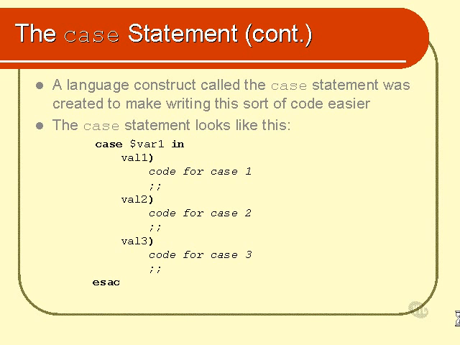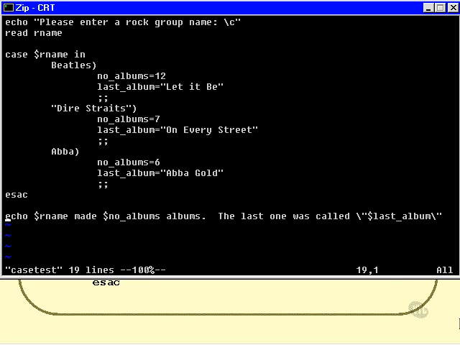Finally, when you've exhausted all the options, you put ESAC, which is case spelled backwards, just like fi, if spelled backwards. So let's see an example of the case statement in action. Here's a little script called case test, and as you can see, we ask for a rock group name to be entered. We read in the name, and then we compare that name with 3 different values.